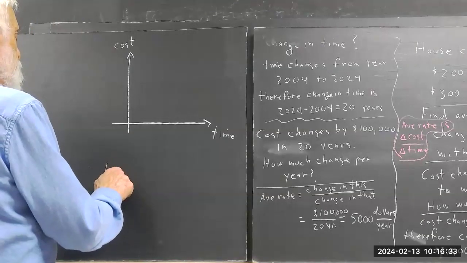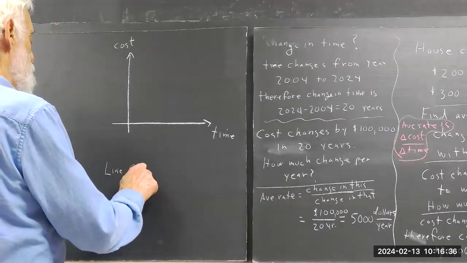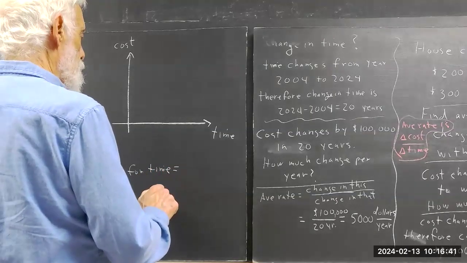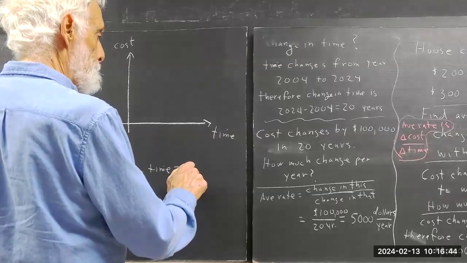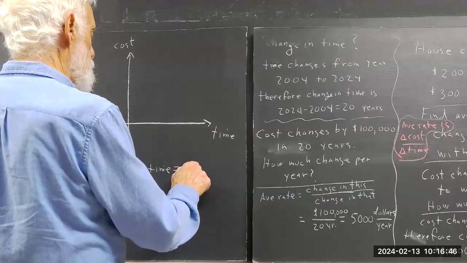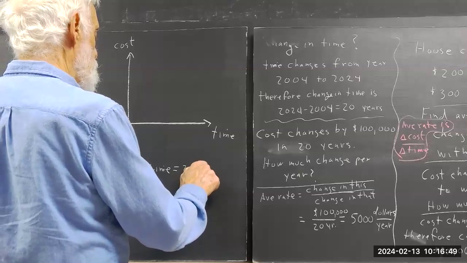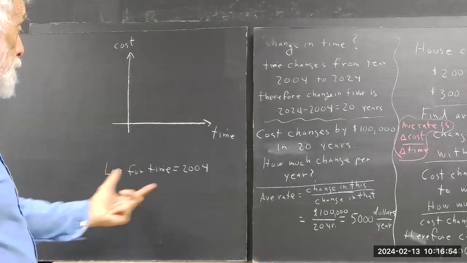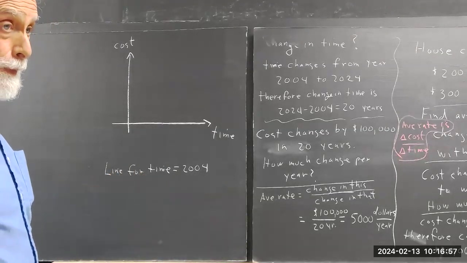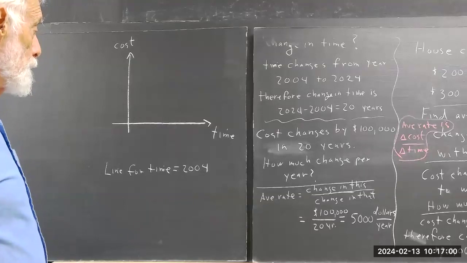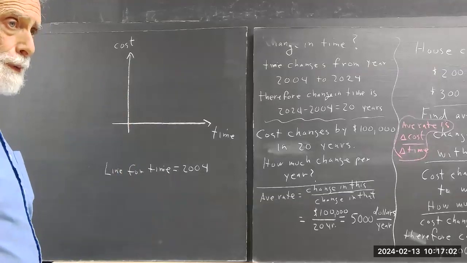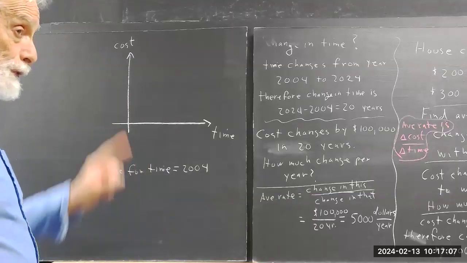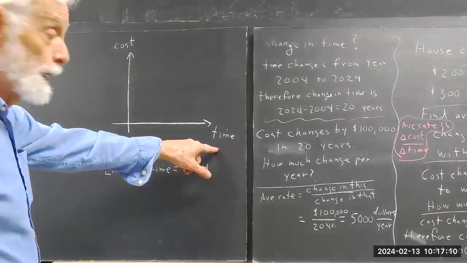Can you draw me a line? Time equals 2004. You draw me the line where time is 2004. And which way would that line go? It's going to be a vertical line or a horizontal line. Which way do you think it is? Yeah, it's vertical.